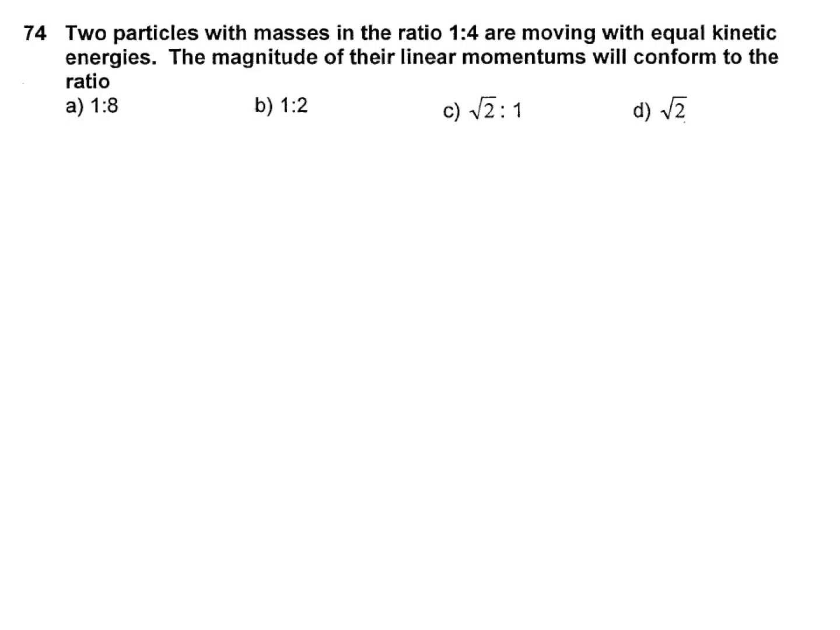Two particles with masses in ratio 1:4 are moving with equal kinetic energy. The magnitude of their linear momentums will correspond to how much? This one is also already given, already discussed in this same video. Second time this question was asked. Particles with masses m1 by m2 is 1 by 4. Kinetic energy is equal: half m1 v1 square is half m2 v2 square. Half cancels.